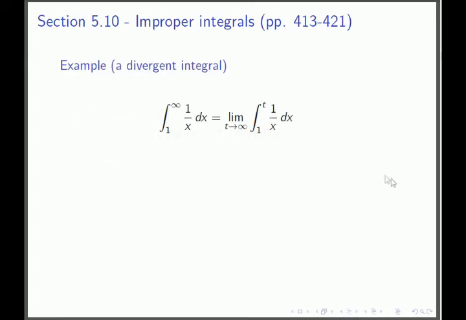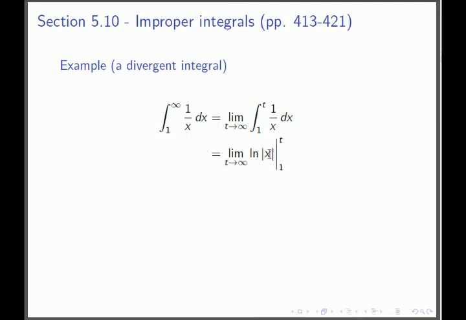Okay, an example of a divergent integral is this: 1 over x dx integrating from 1 to infinity. Well, we first rewrite it using a limit. We convert this to a normal, proper, definite integral from 1 up to some t, and then we let that t go to infinity. Okay, well now this definite integral from 1 to t is a perfectly sensible thing which we know how to compute.